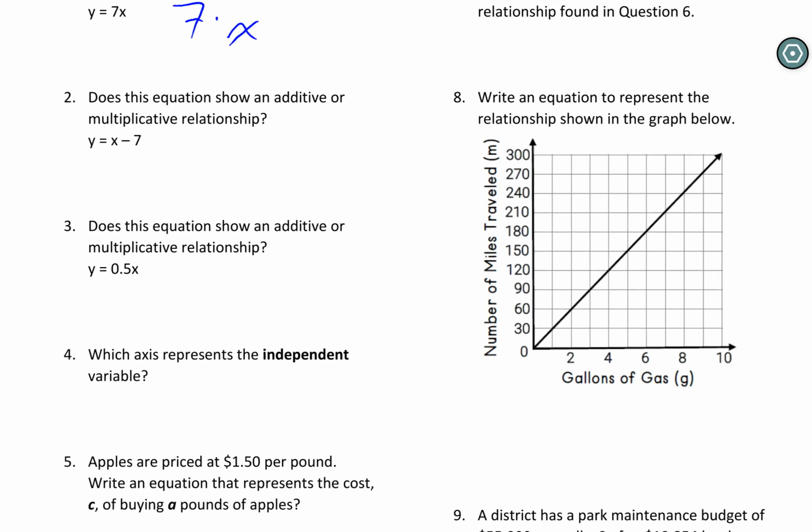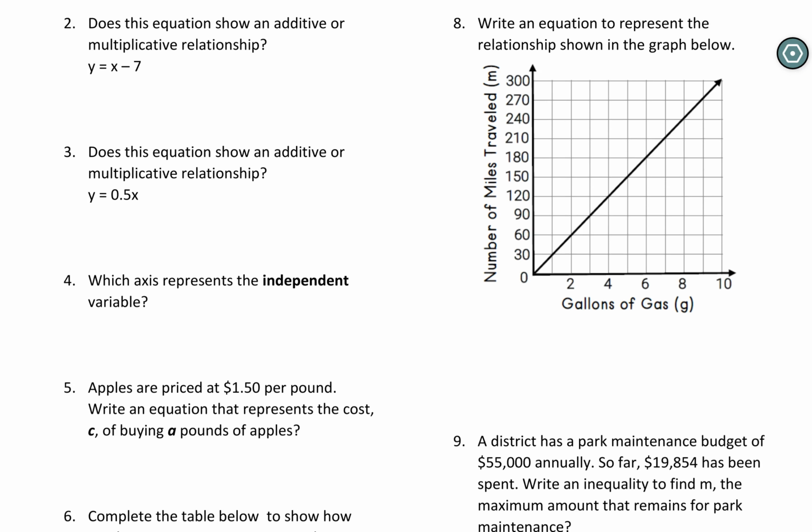Number 2, additive or multiplicative, I have y equals x minus 7. Well, x minus 7, as we talked about in class, is the same thing as x plus negative 7, and so that is going to be an additive relationship.